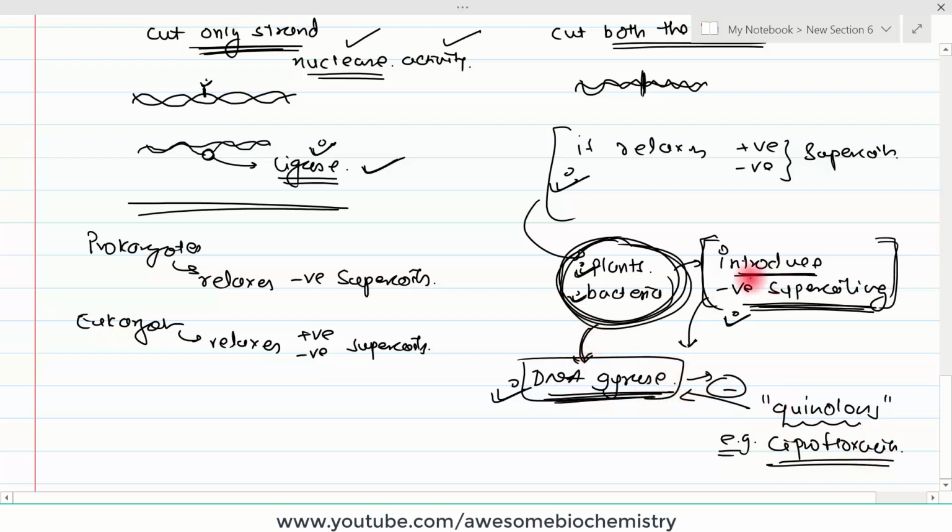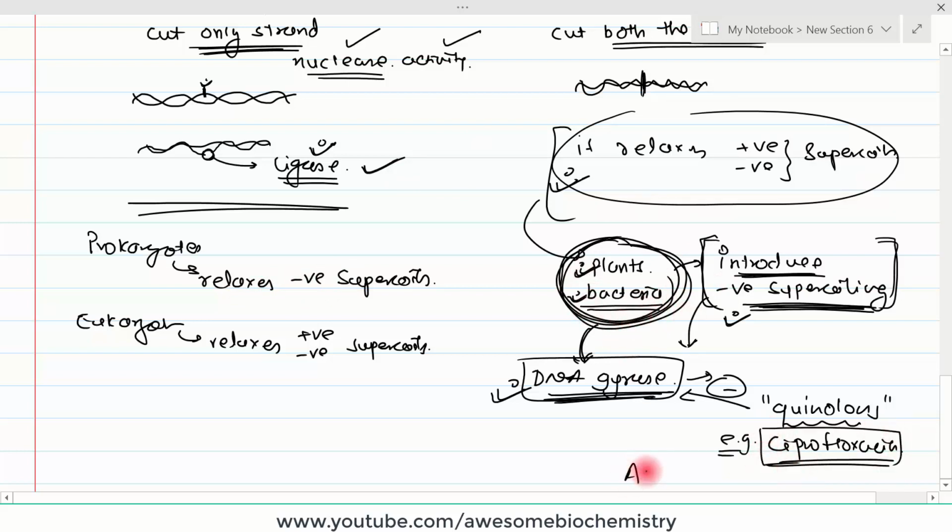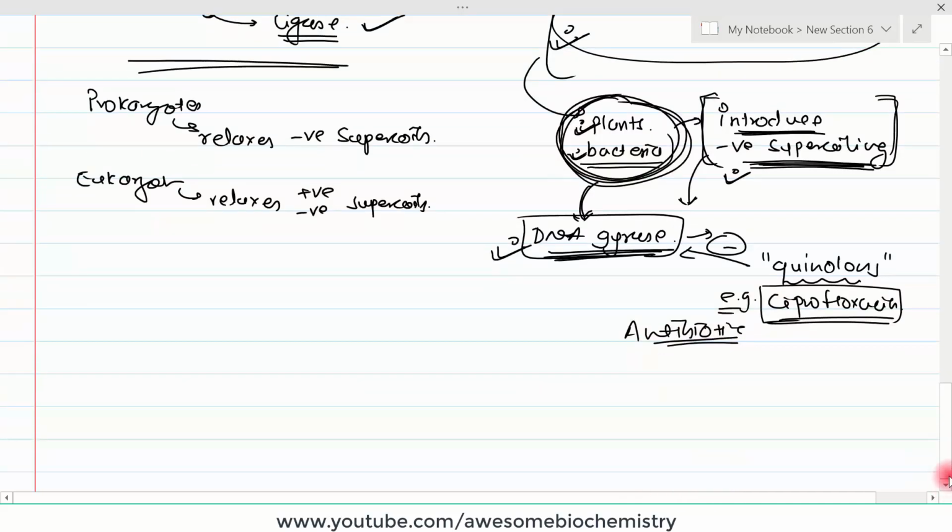So it cannot carry out introduction of negative supercoiling, plus it cannot also relax positive or negative supercoiling. So what will happen? The replication of this bacteria is stopped. So this ciprofloxacin acts as an antibiotic. How? Because it can inhibit the growth of bacteria. This is the mechanism of action of ciprofloxacin, by inhibiting DNA gyrase. There is one more anti-cancer drug, which is known as etoposide. This is the anti-cancer drug.